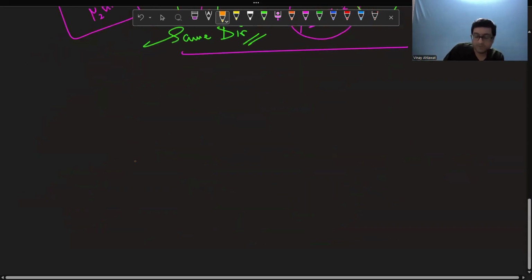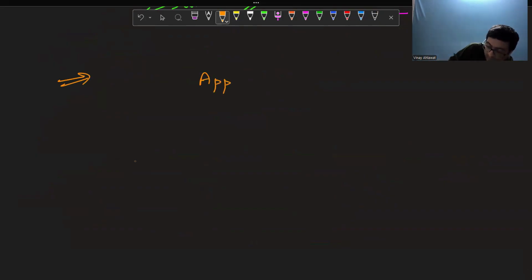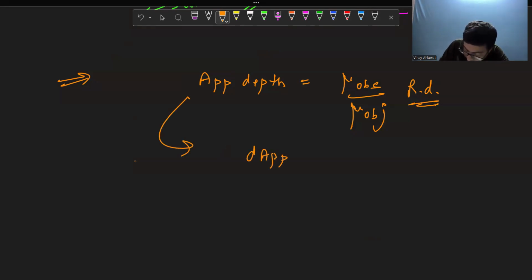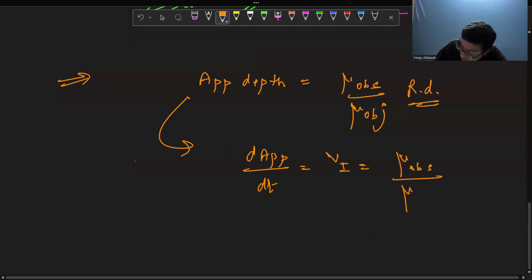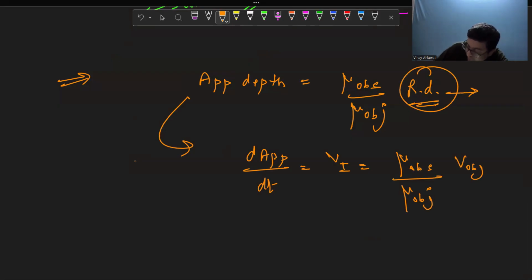Next is apparent depth. Your apparent depth is mu observer by mu object into real depth. You differentiate this thing with respect to time. That is rate of change of apparent depth, d apparent by dt. This is velocity of image, is mu observer by mu object, and differentiation of the real depth gives velocity of object.